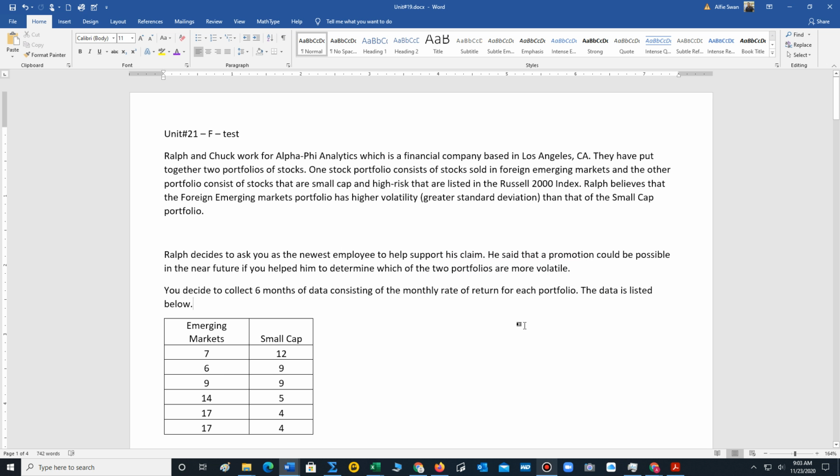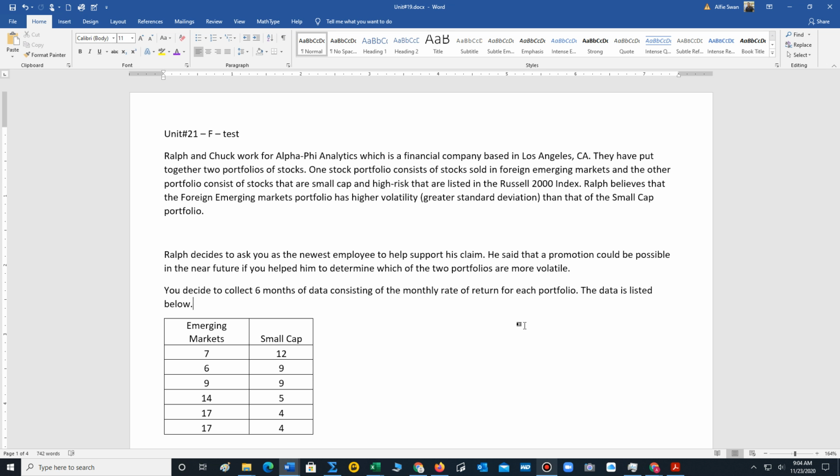Today we are discussing the F-test. Ralph and Chuck work for Alpha Phi Analytics, which is a financial company based in Los Angeles, California. They have put together two portfolios of stocks.